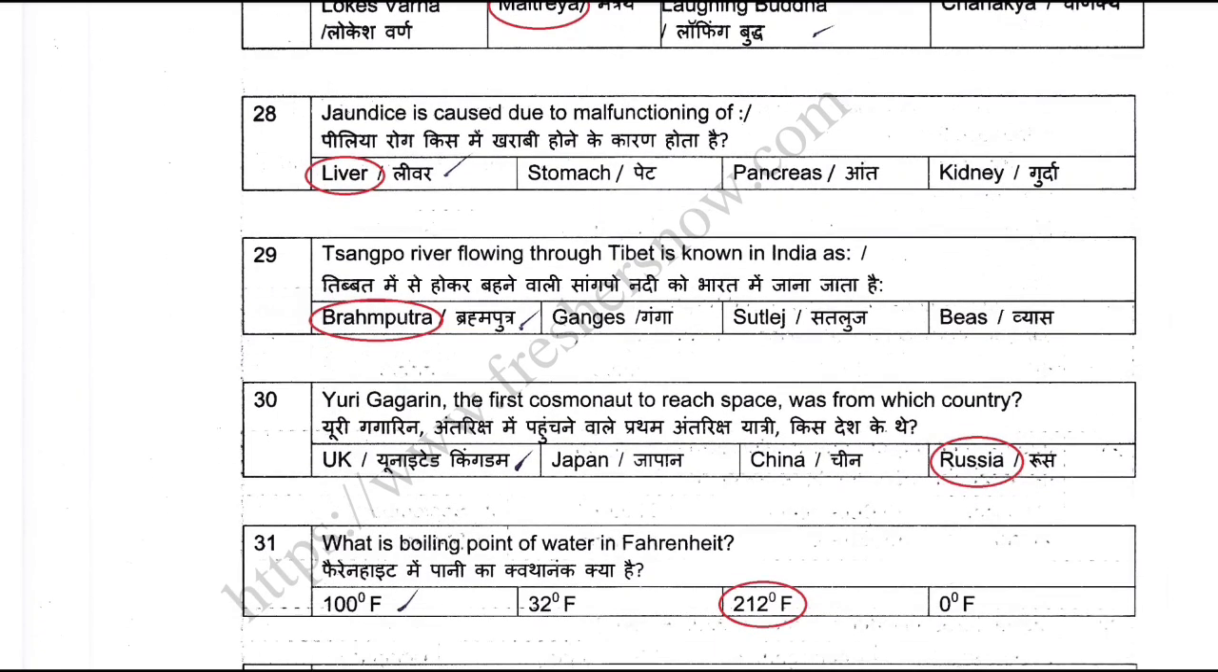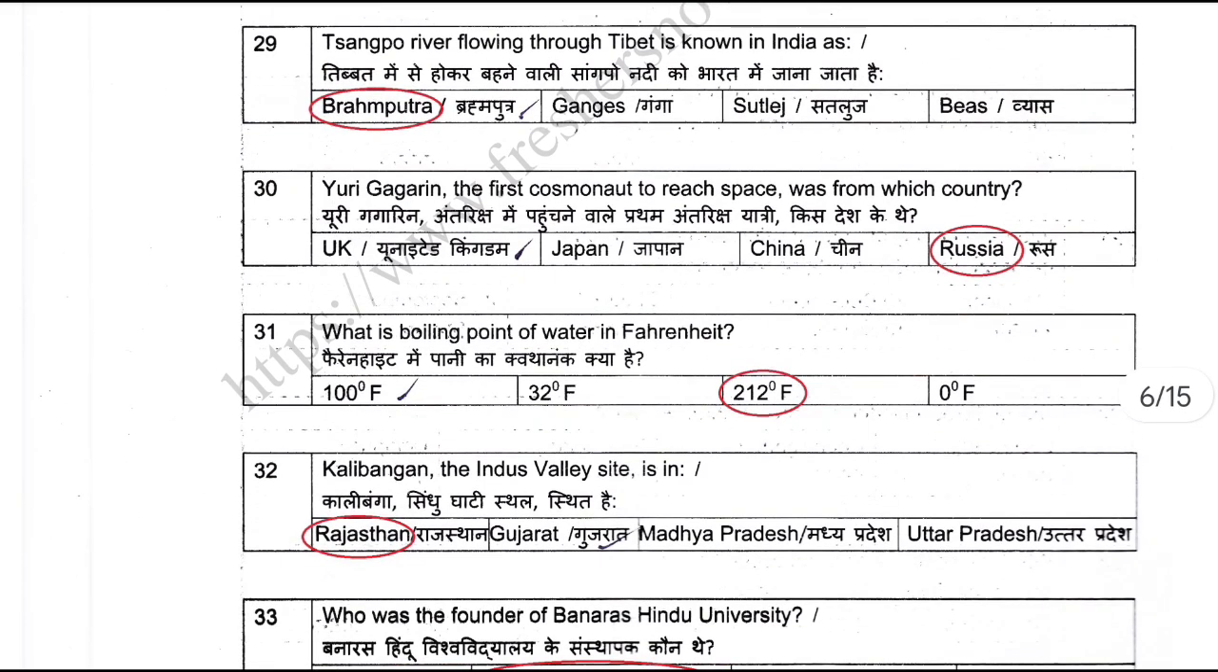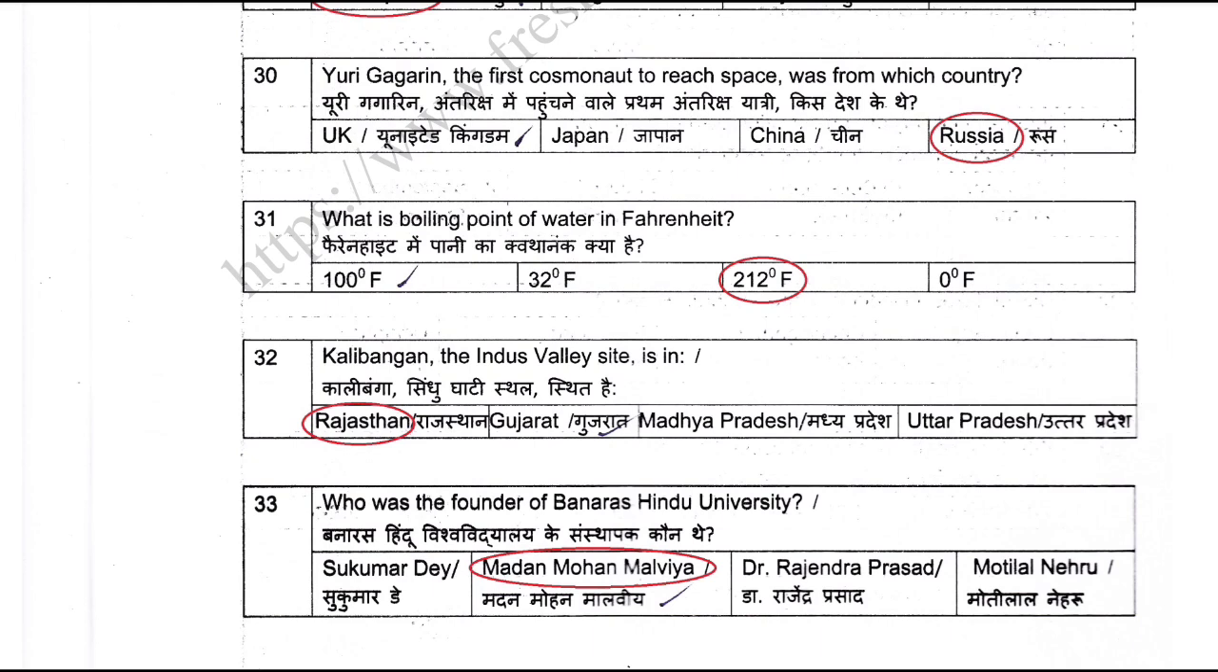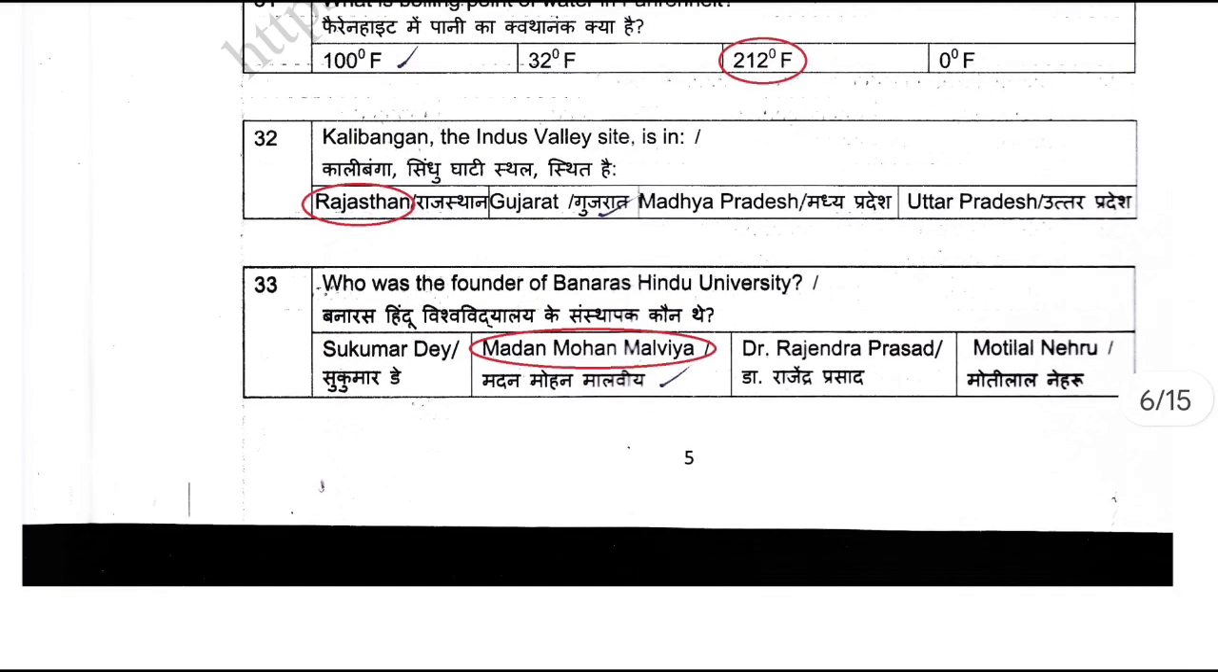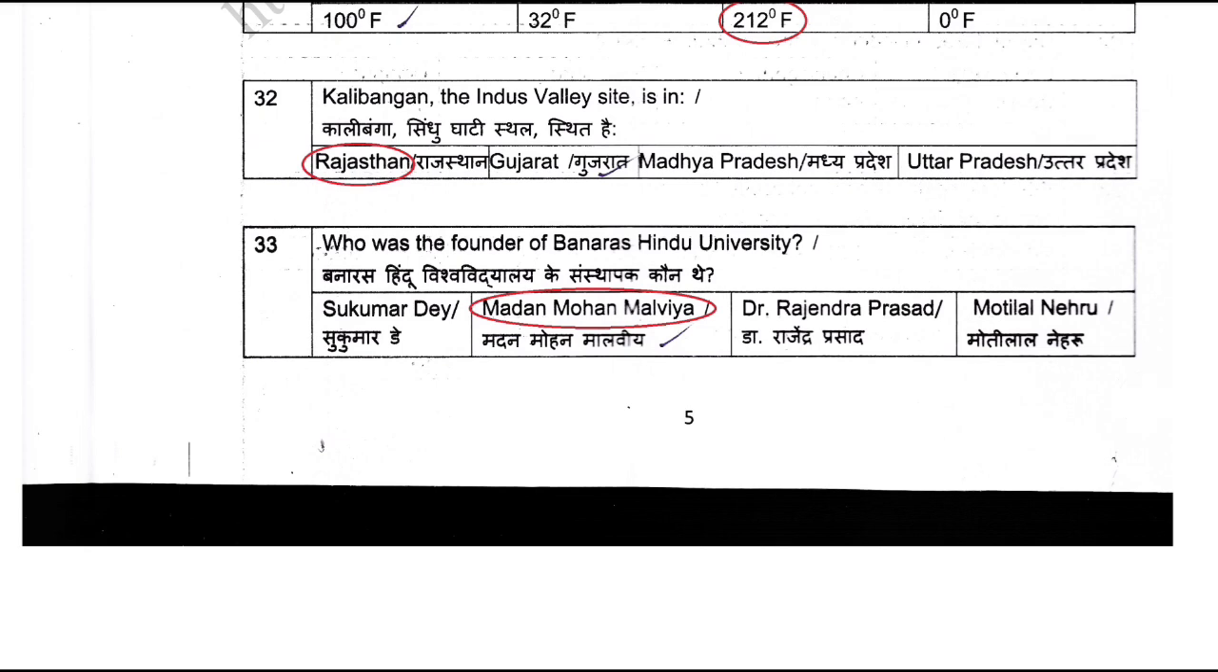The Sangpo river, which flows through Tibet, is known in India as Brahmaputra. Yuri Gagarin was the first cosmonaut to reach space, from which country? Russia. What is the boiling point of water in Fahrenheit? 212 degrees Fahrenheit. The Indus Valley site Kalibangan is in Rajasthan. Who was the founder of Banaras University?